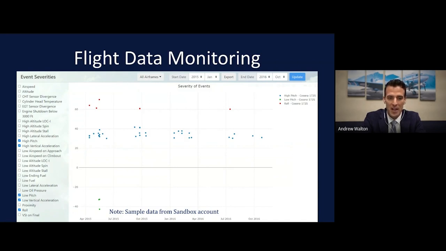And just seeing those parameters, being able to evaluate the trends over time, being able to look at the severity and see, okay, I had this many exceedances, but which ones were the worst? Which ones should I be focused on? Has been really valuable. Next slide.